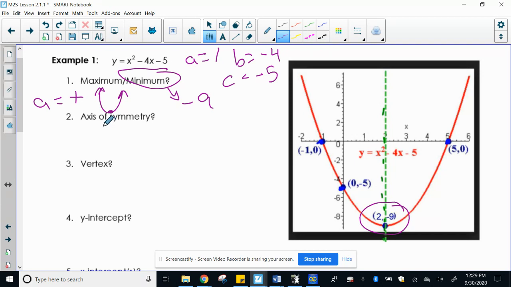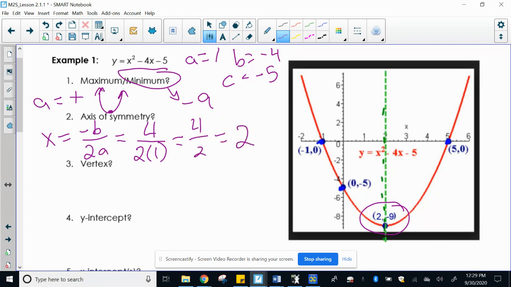Next, we have the axis of symmetry. Okay, so we could actually calculate that. We can also see it on our graph. So we have x equals opposite of b over 2a. Well, the opposite of b is negative 4, so that becomes positive 4 over 2 times a, that's 1. 4 over 2, so 2. Okay, so our axis of symmetry is x equals 2. Well, we see that on our graph also, right? It's drawn in right here in green, going up and down.